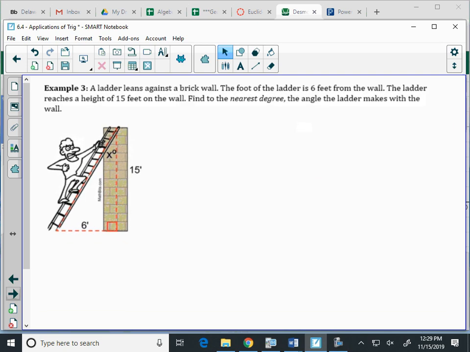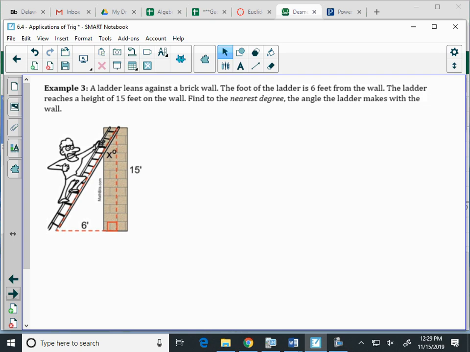If we take a look at example 3, it says a ladder leans against a brick wall. The foot of the ladder is 6 feet from the wall. The ladder reaches a height of 15 feet on the wall. Find to the nearest degree the angle the ladder makes with the wall.